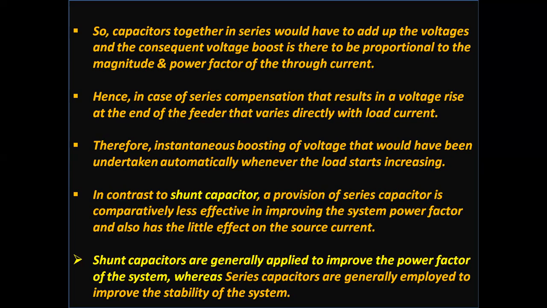In contrast to shunt capacitor, a provision of series capacitor is comparatively less effective in improving the system power factor and also has little effect on the source current. Shunt capacitors are generally applied to improve the power factor of the system, whereas series capacitors are generally employed to improve the stability of the system.